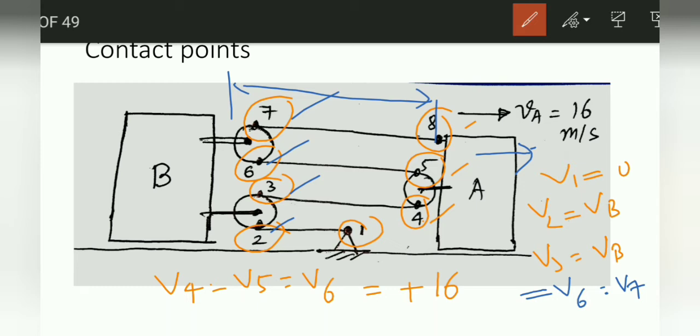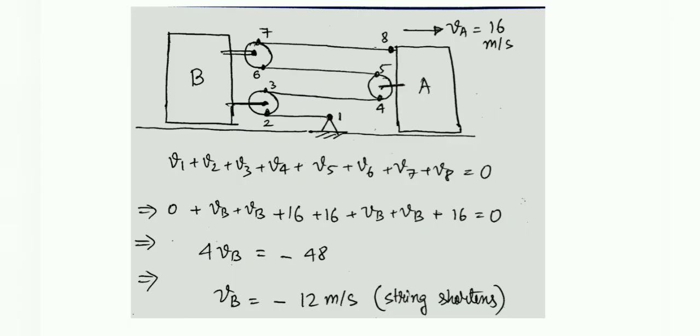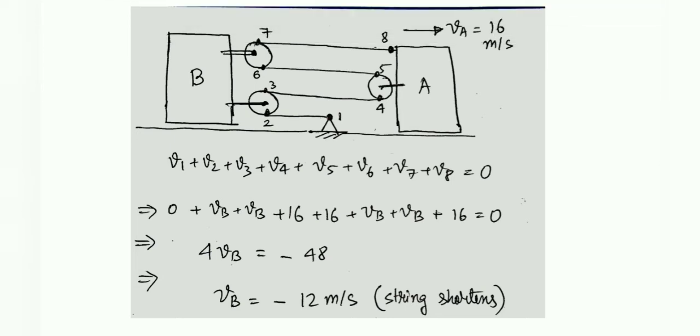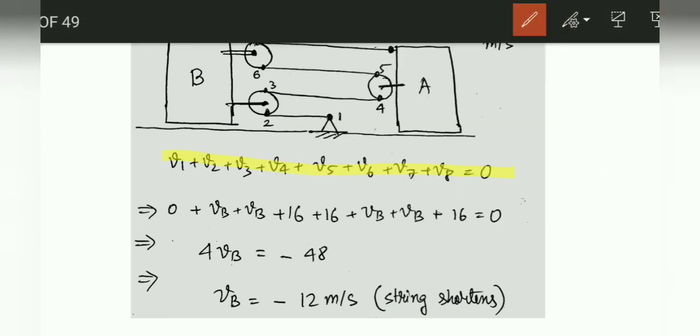Now we have our velocities ready, and also V1 is 0 because it is at the fixed support that is not moving. So V1 to V8 we have taken, and the sum is 0. Now we substitute all our values to get 4 VB is equal to minus 48. So VB is equal to minus 12.